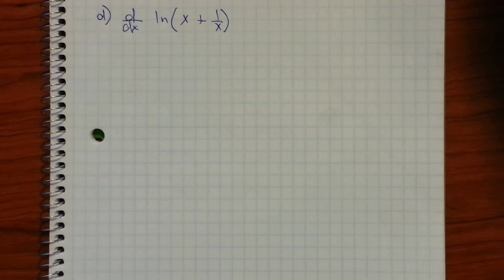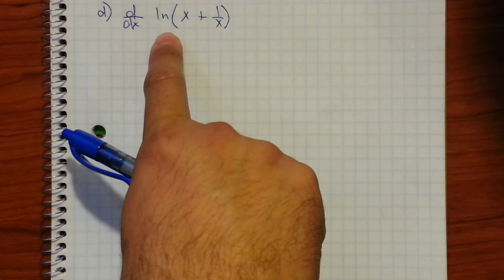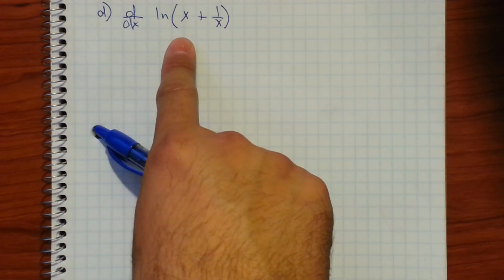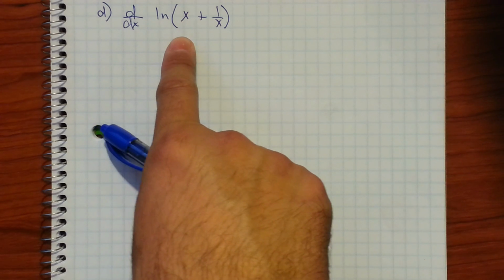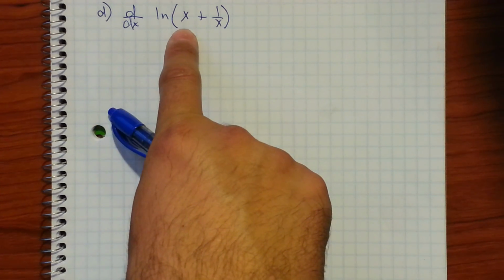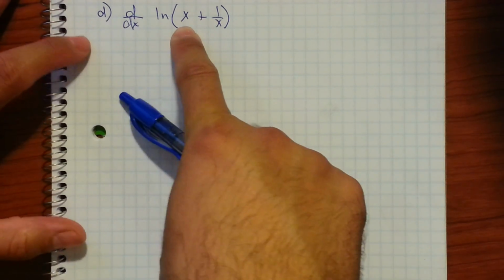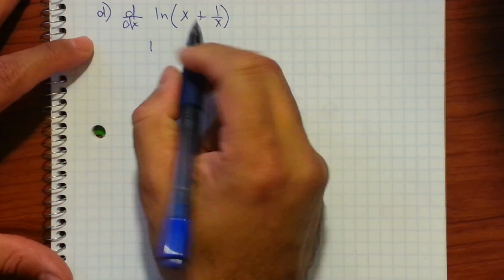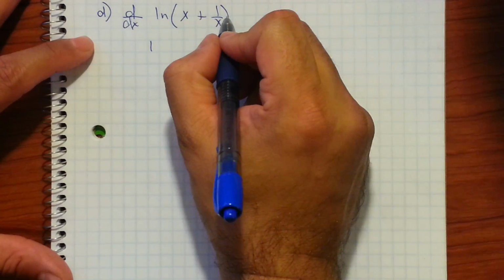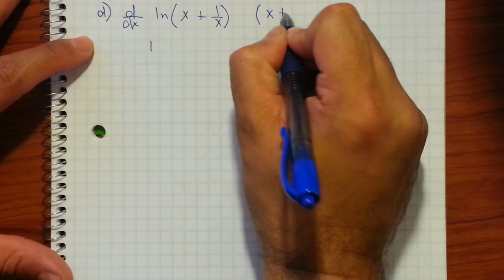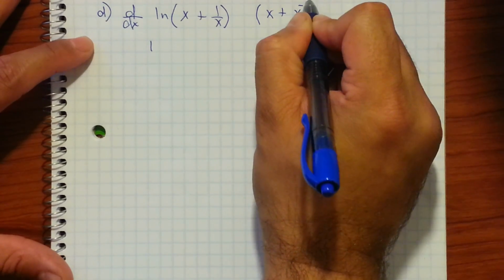Now, I moved over to another sheet of paper so I could actually continue this. So this is actually example D, which, if you were watching it, was on the bottom of that page, but I'm going to need a little bit more room for this one. Now, derivative of the inside. The derivative of x is going to give me 1. Right here, I need to rewrite this as x plus x to the negative 1.